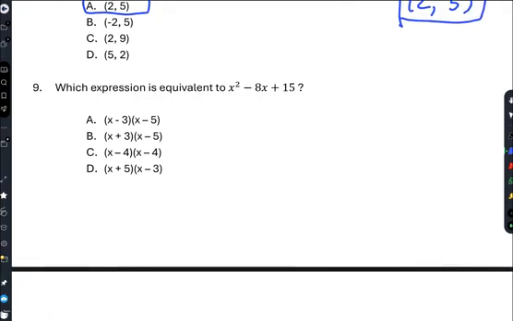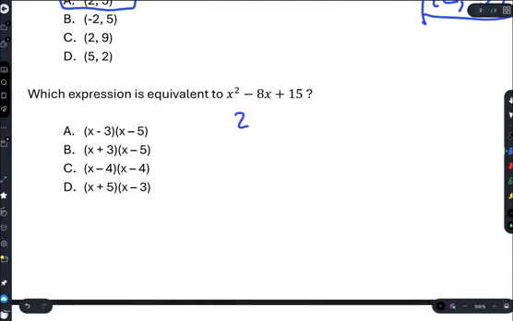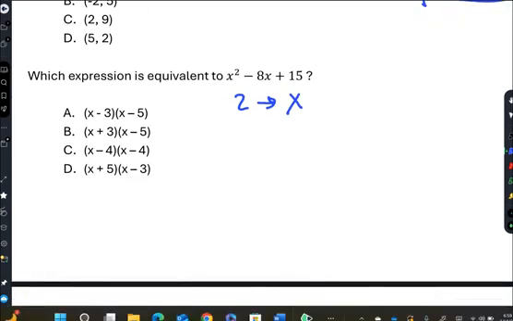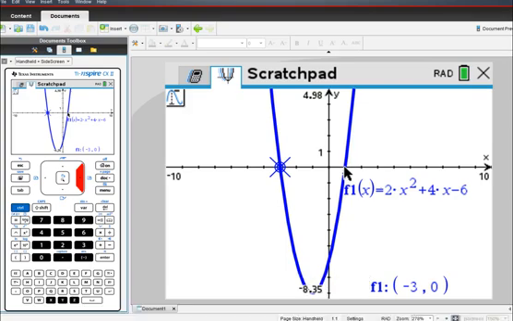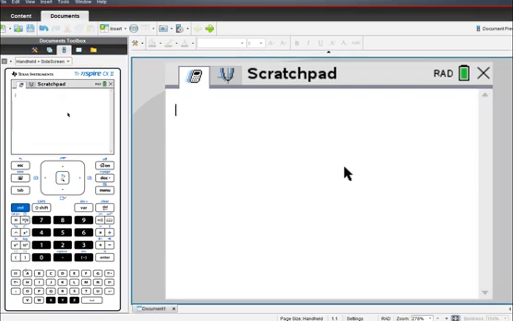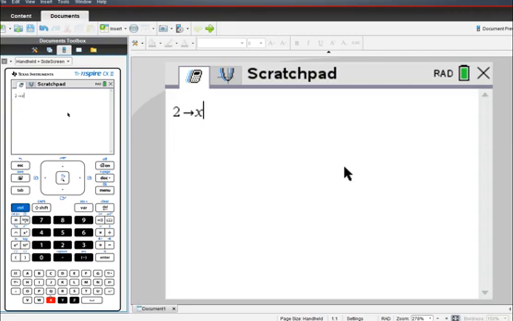Number 9, which expression is equivalent to? All you have to do is store on this. Now then, I'm going to do store. We're going to do 2, Control VAR X, and then type in the problem. So I need to hit home. I'm going to go to calculate. I'm going to do 2, Control VAR X. Let me get this up here so I can see the problem.